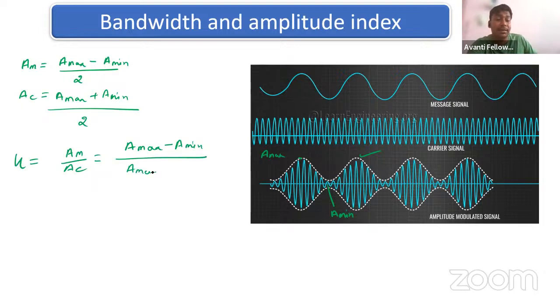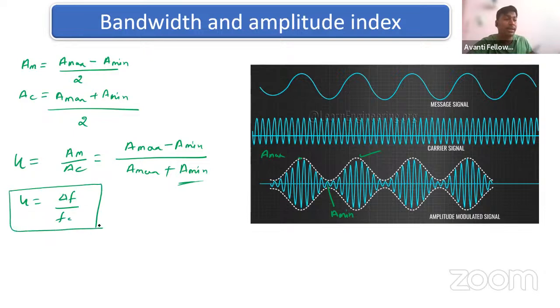This will be equal to A max minus A minimum, divided by A max plus A minimum. This is the formula used, and for modulation index we have another formula, delta f over f. These are the formulas used for the modulation index. So write down this formula and take a screenshot of this also.